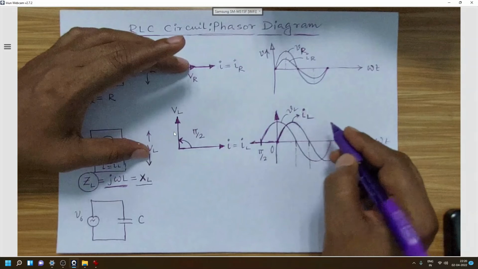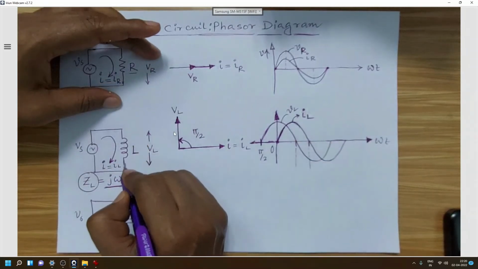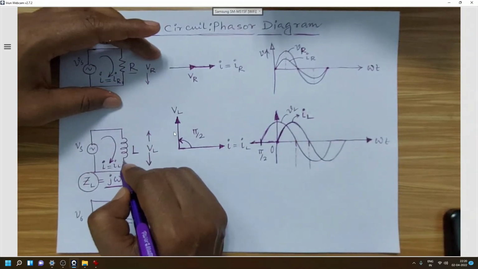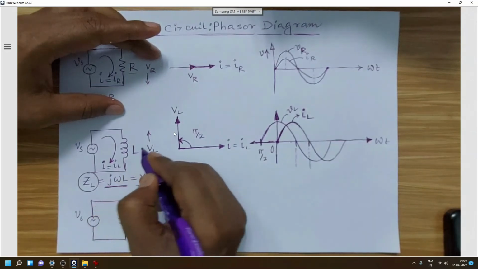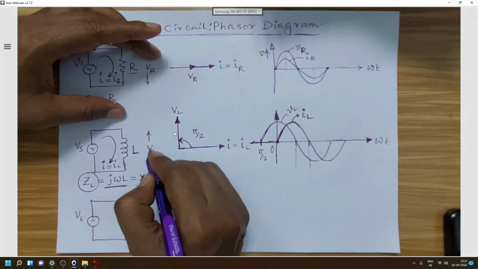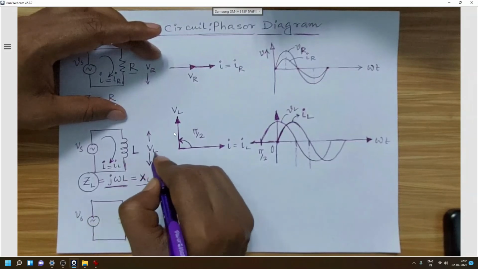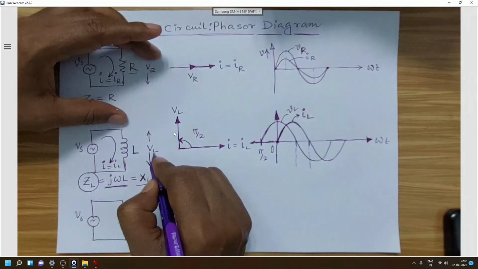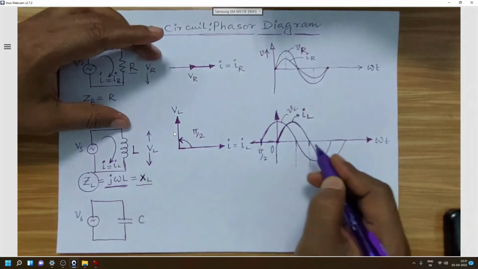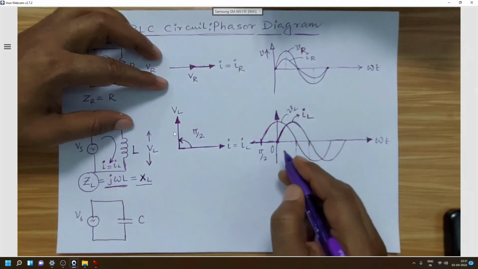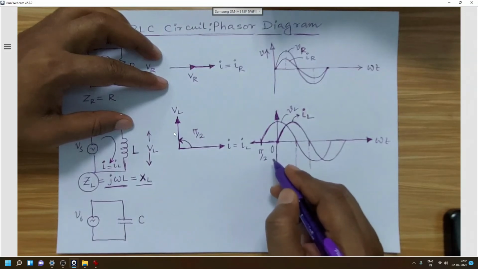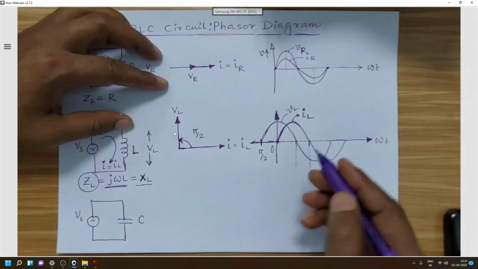So now we understood that through one pure inductive circuit, the current through the inductor and the voltage dropped across the inductor, that is VL and IL, will be separated by an angle equal to pi by 2, where the voltage will be leading over IL.